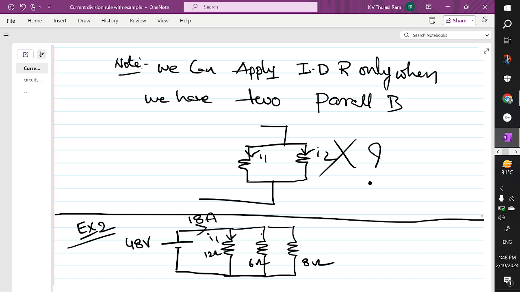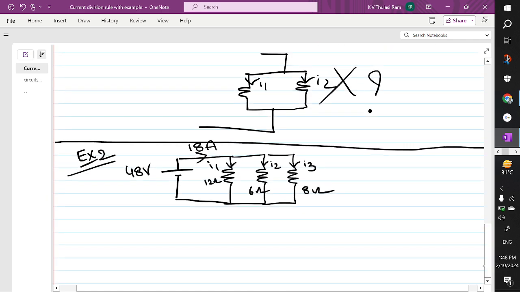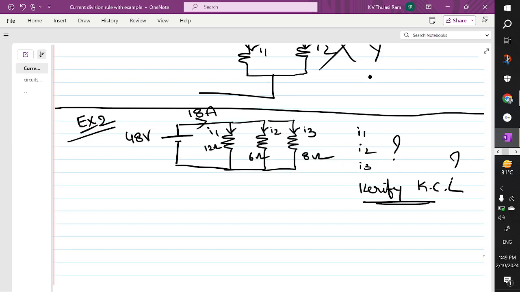The current in this branch is I1, the current in this branch is I2, and the current in this branch is I3. The question asks us to find the values of I1, I2 and I3 and verify Kirchhoff's current law. So this is the question given. Let's try to solve it. We already know the formula for finding the current. So we need to find the current I1.